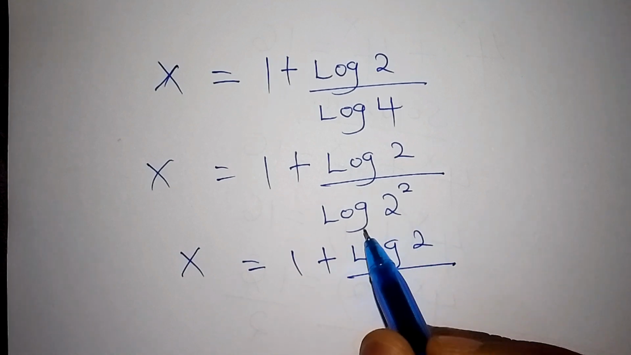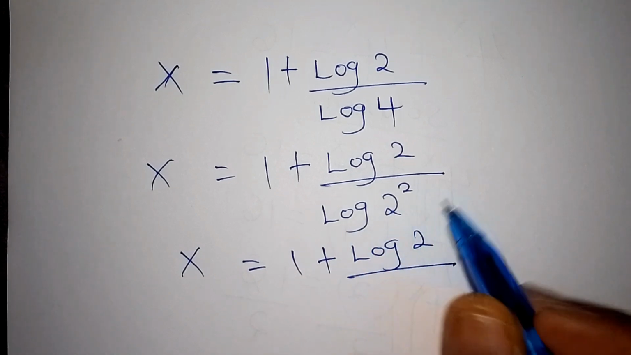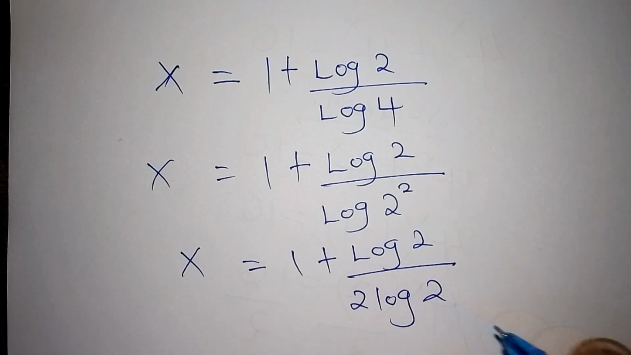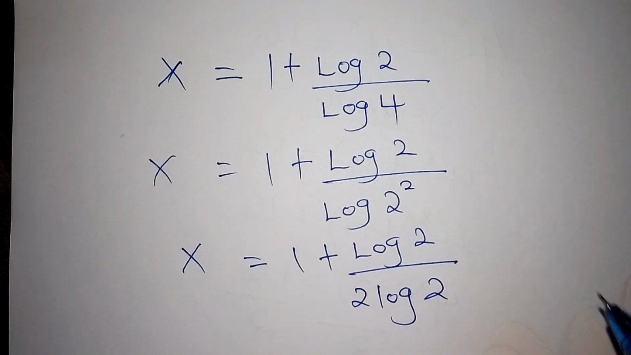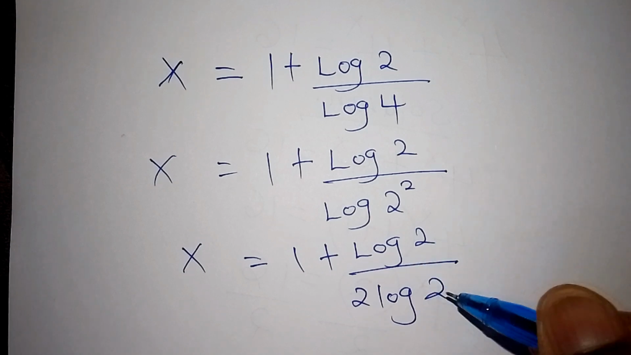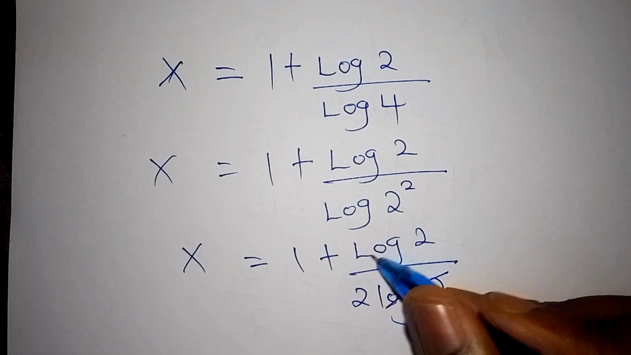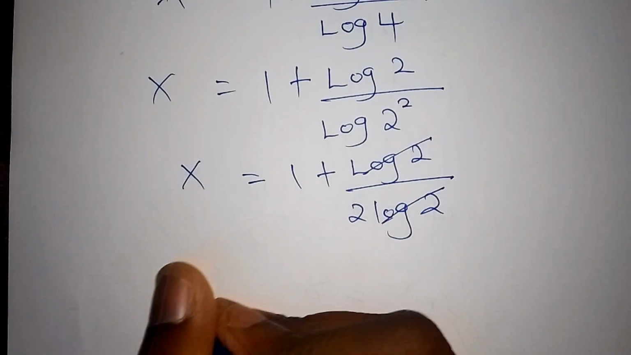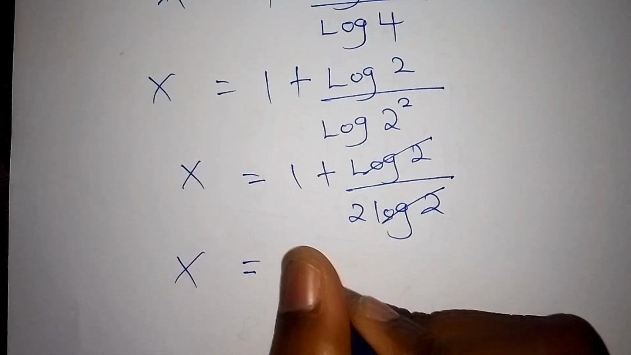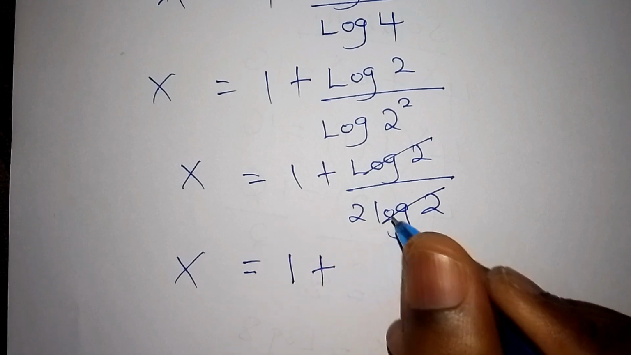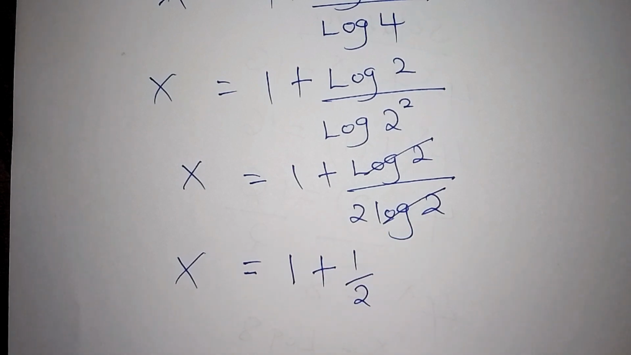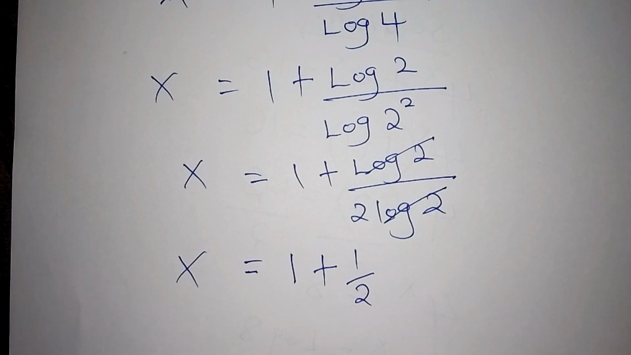So when we express the log of 2 to the power of 2, now we shall have 2 log 2. Since here we have 2 log 2, you find that the log 2 and log 2 are the same. So these ones shall cancel each other, so that now we shall have x is equal to 1 plus, so this one shall now be 1 over 2 without the log.